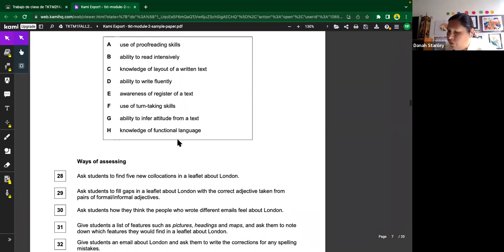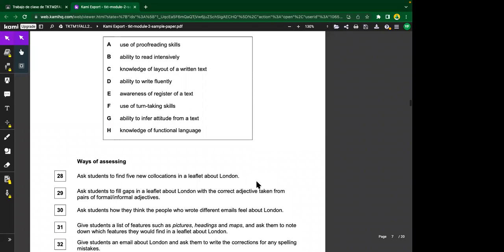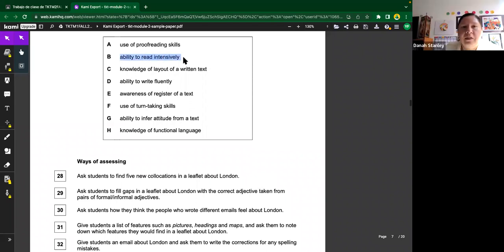So 28, what did you write for letter 28? It says, ask students to find 5 new collocations in a leaflet about London. I wrote B. B, ability to read intensively for specific information. Very good.